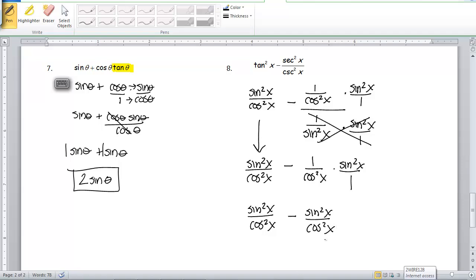And anything minus itself is a value of 0. So this actually simplifies to a value of 0. But again, what I wanted you to see here was how to get rid of a fraction within a fraction. Remember to multiply by the reciprocal of the denominator.